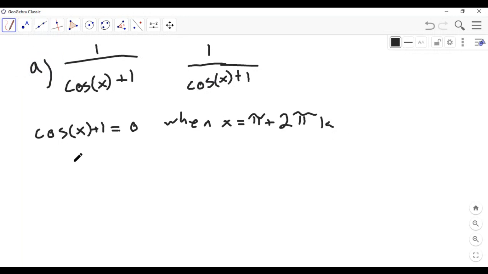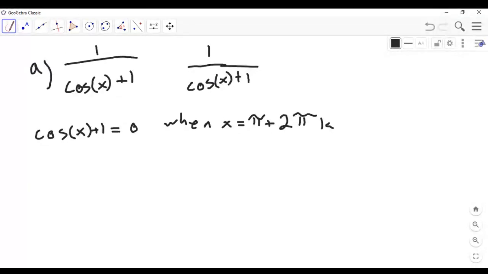Okay, so will this approach positive infinity or negative infinity? That's a question as well. What do you guys think? Positive? Okay, good. Why?